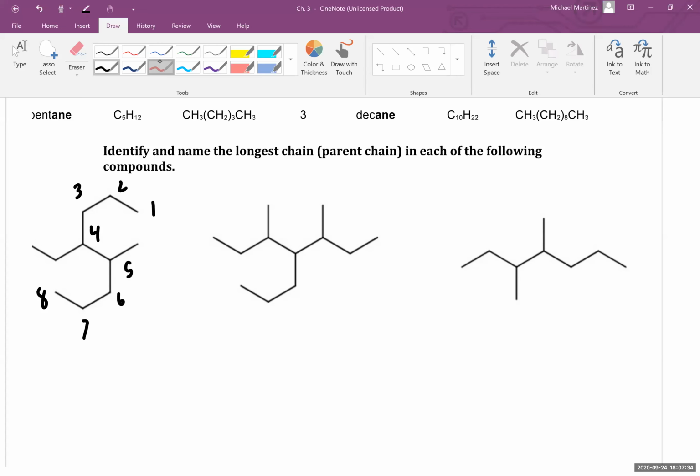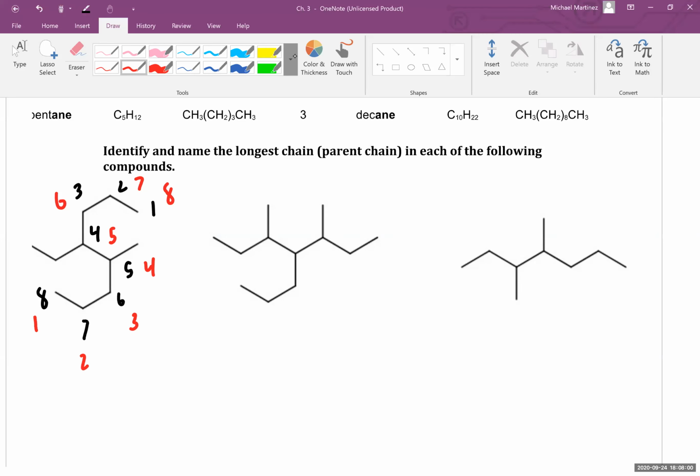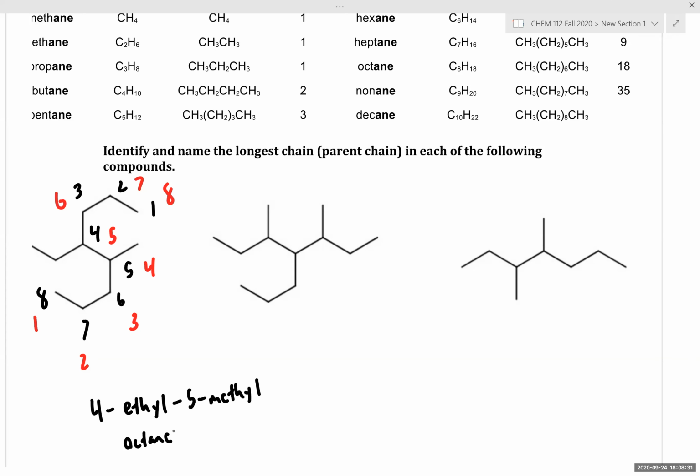Let's entertain some other possibilities. I can also count from the bottom: 1, 2, 3, 4, 5, 6, 7, 8. I'd get about the same result. So from what I see, my longest chain with the greatest amount of branching is an 8-carbon chain. If we are naming this compound, this would be 4-ethyl-5-methyloctane. So our longest chain would be an 8-carbon chain. We'll talk more about where I got this exact detailed name once we're solid on identifying the longest chain.